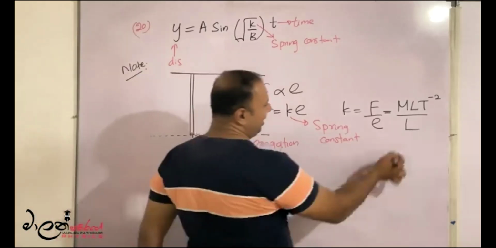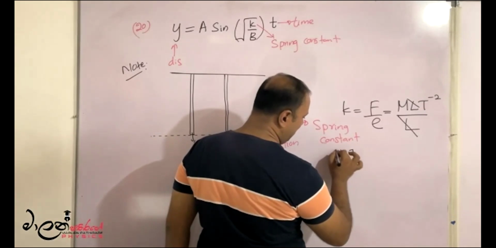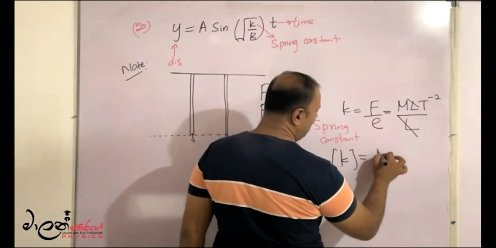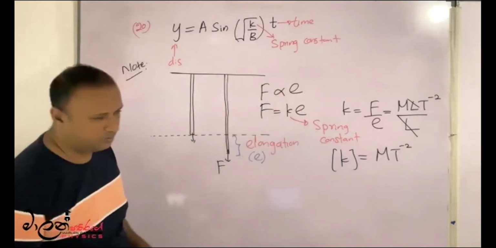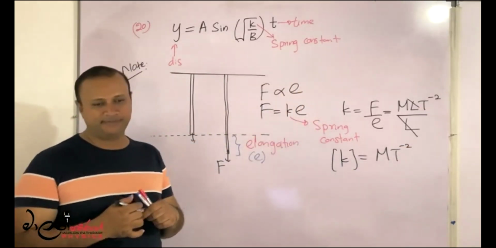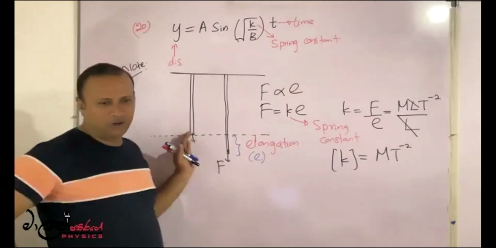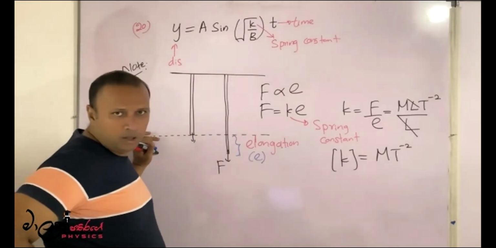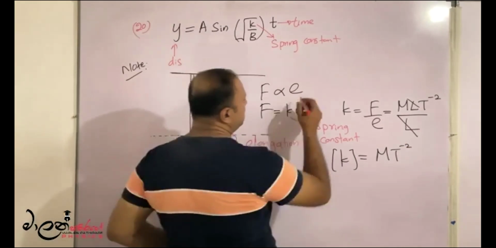So L to L will be cancelled out. So the dimension of K is equal to M T to the power minus 2, M T minus 2. That is the dimension of K. Okay. Right. So this is about Hooke's law. Normally we call it the one-dimensional Hooke's law.